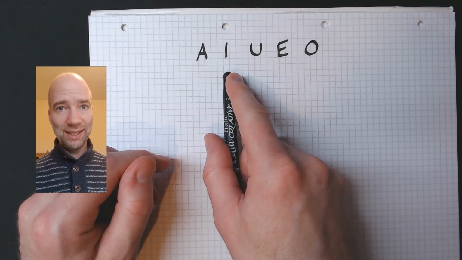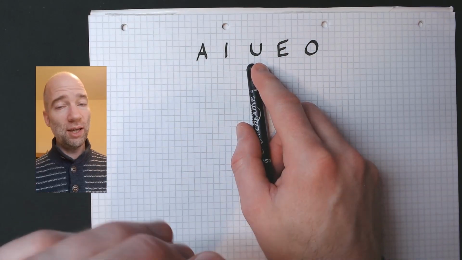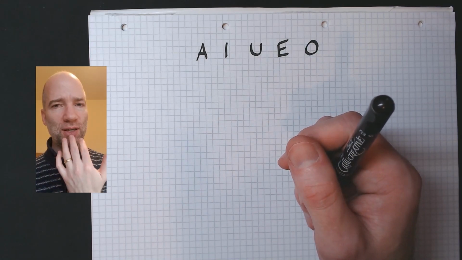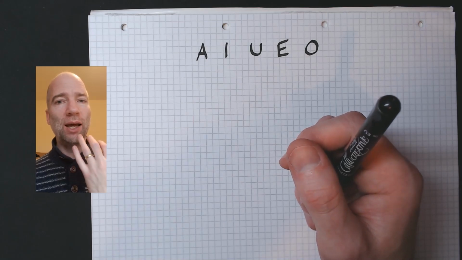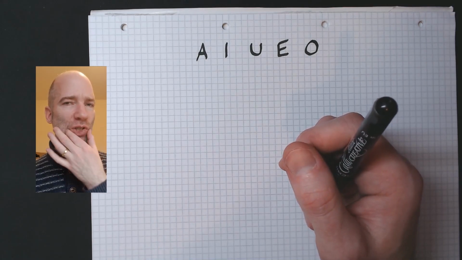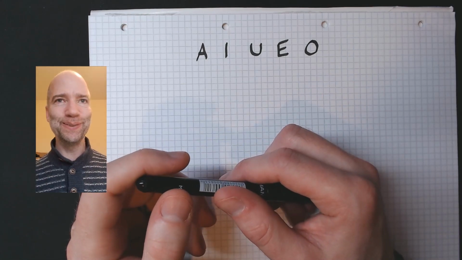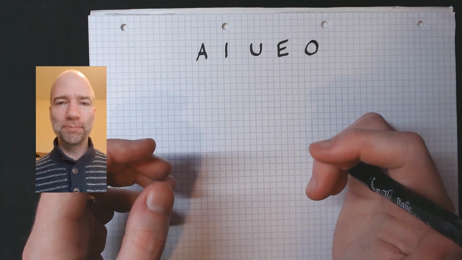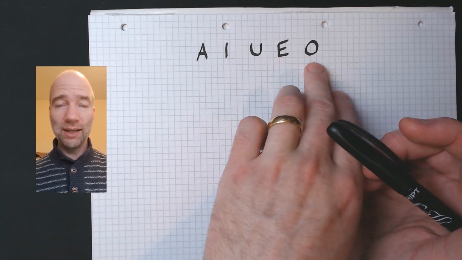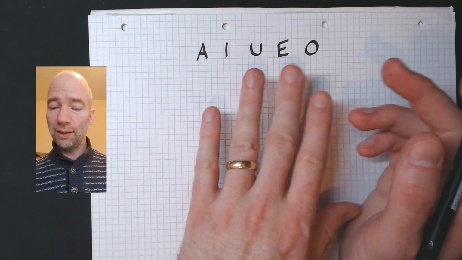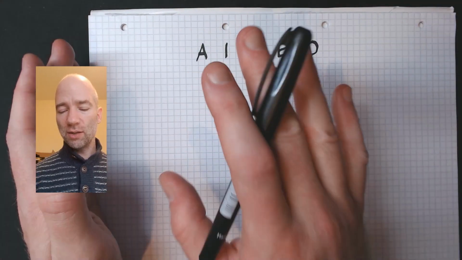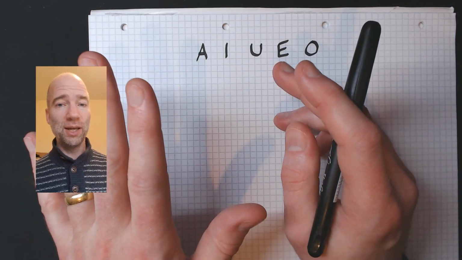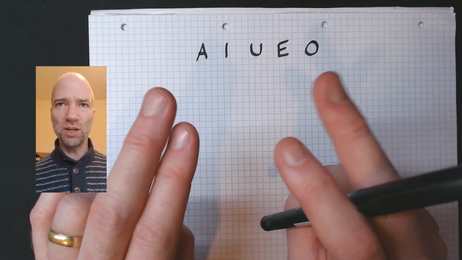U is not pronounced like the English U. If you have an English U, you round your lips. In Japanese, it's pronounced without the rounding of the lips, ooh. If that's hard for you to do, just try to stretch your smile, or grin rather, when you say it. It's very hard to smile and say ooh. So, a i u e o, and all the other syllables in Japanese end in one of these vowels, apart from n, of course, which can be its own syllable.